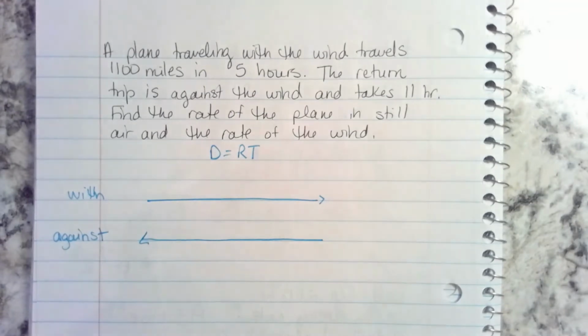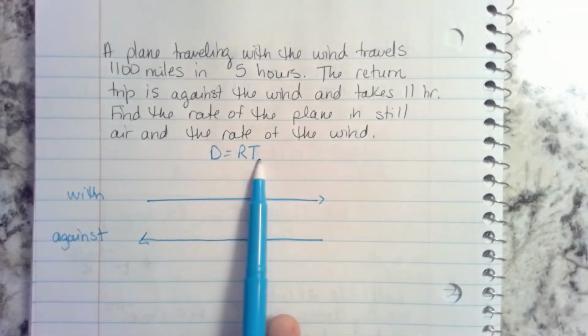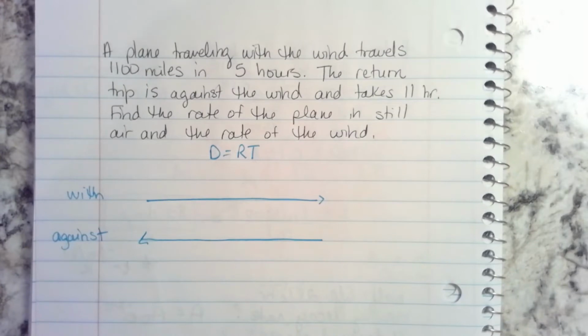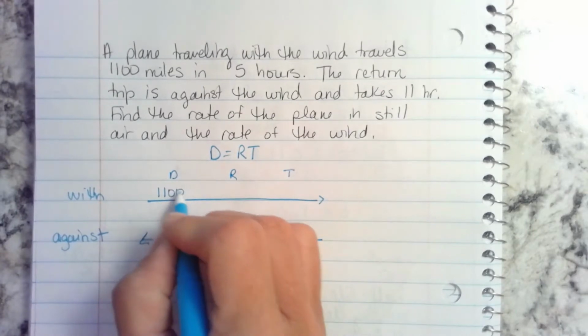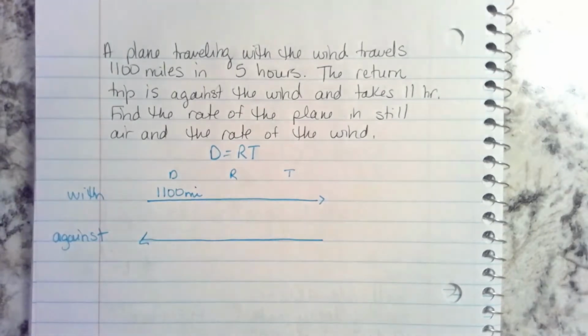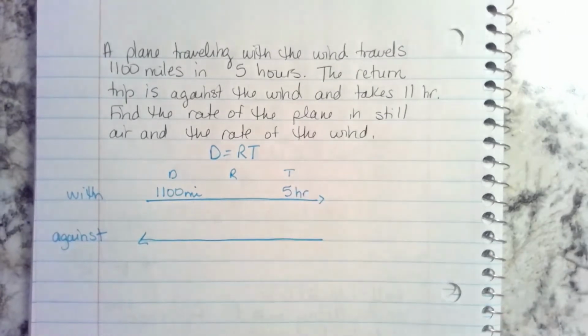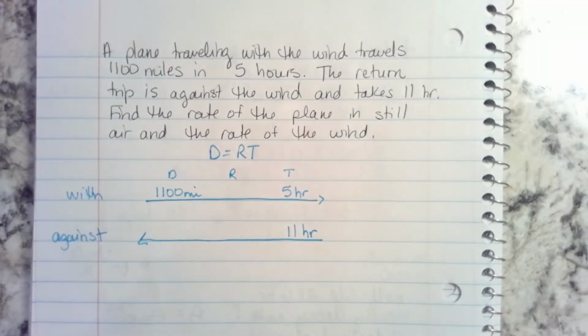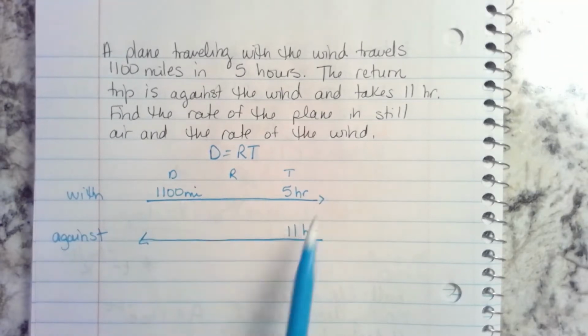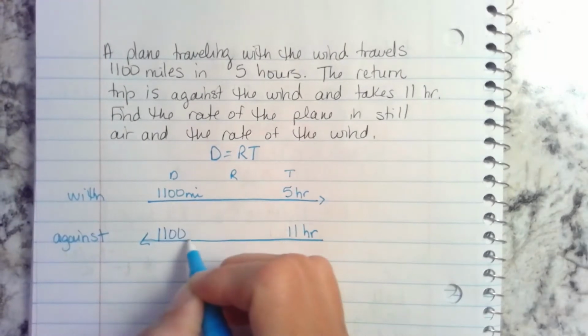So what does all this mean? I need a distance, a rate, and a time for each of these trips. So it says a plane traveling with the wind travels 1,100 miles. So I have a distance, a rate, and a time. We know this is 1,100 miles. And it takes 5 hours. The return trip is against the wind and takes 11 hours. That's pretty much all it gives us, right? Well, if we make the same trip coming back as we made going over there, isn't the distance still 1,100 miles?